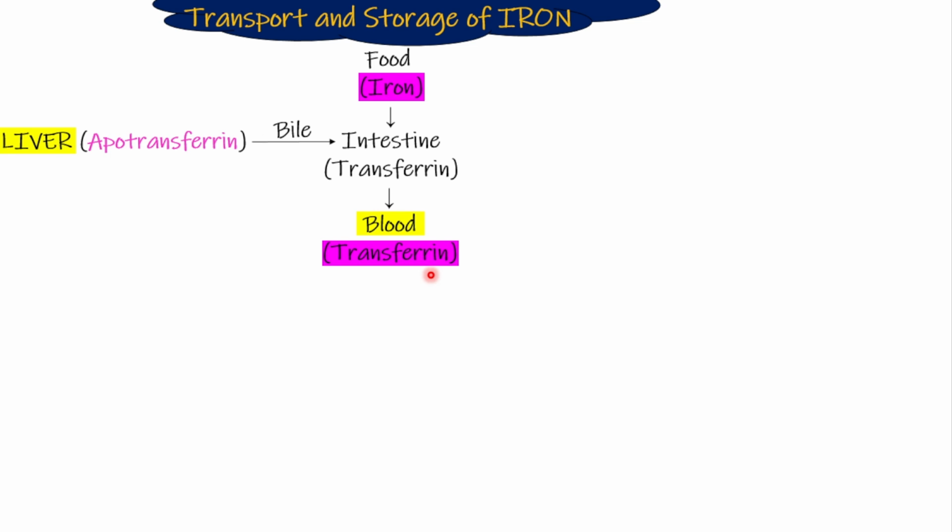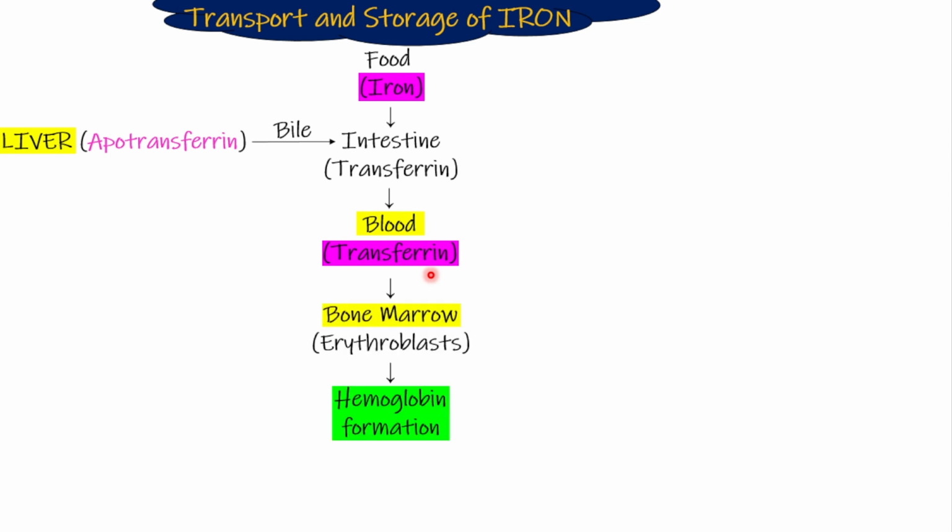Now, iron is basically utilized for erythropoiesis and hemoglobin formation. So this iron goes to the bone marrow, where there is erythropoiesis and erythroblast formation, and it is utilized in the formation of hemoglobin. Hemoglobin is an oxygen-carrying protein in the red blood cells, and as discussed in the previous parts, hemoglobin has iron in its structure. So iron is utilized to form hemoglobin.